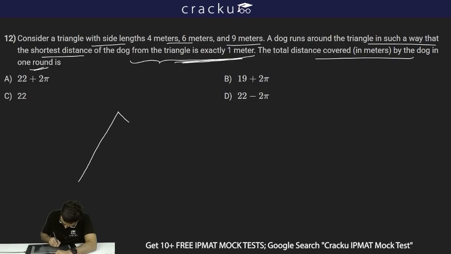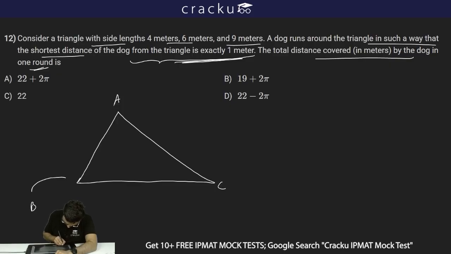A, B and C, if this is my triangle ABC, this B, I'll write it inside. This is my point B. Okay, I'll just write C here and B over here. I have to solve it, that's why I'm not writing B here. Okay, so this is my 4 meters, this is 6 meters, and this is 9 meters.